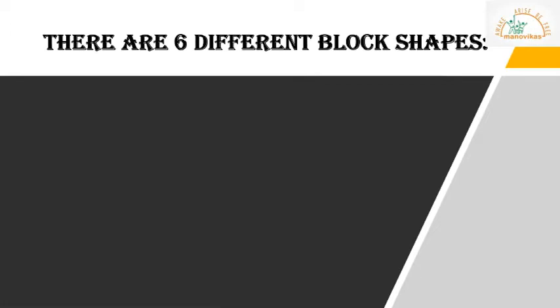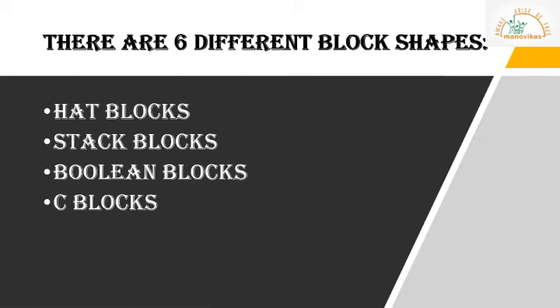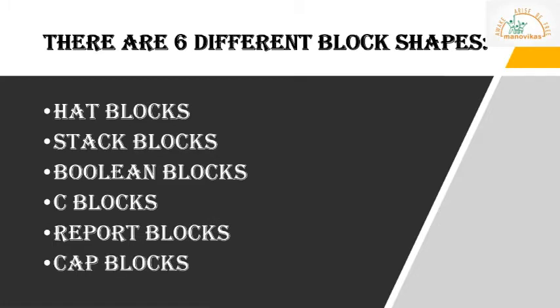Now we are going to discuss different types of blocks. These blocks are shown according to the size of the blocks, the way they are shaped. So we have 6 different types of blocks available in Scratch, and they are hat blocks, stack blocks, boolean blocks, C blocks, report blocks, and cap blocks.